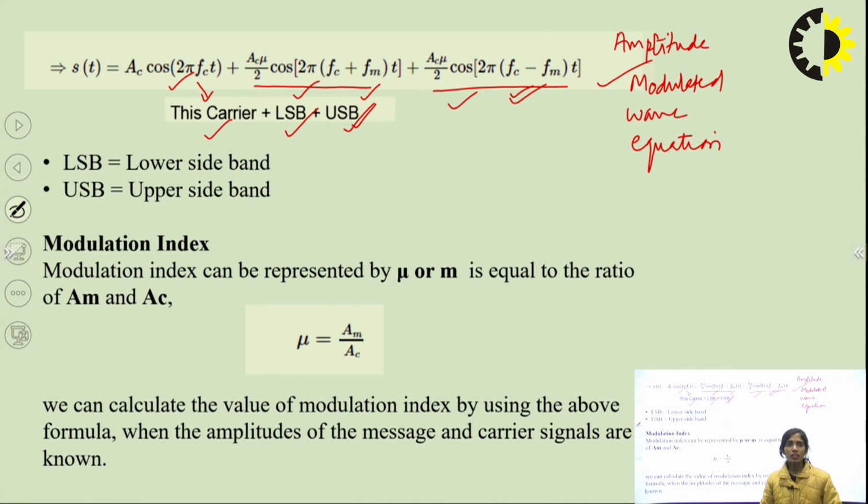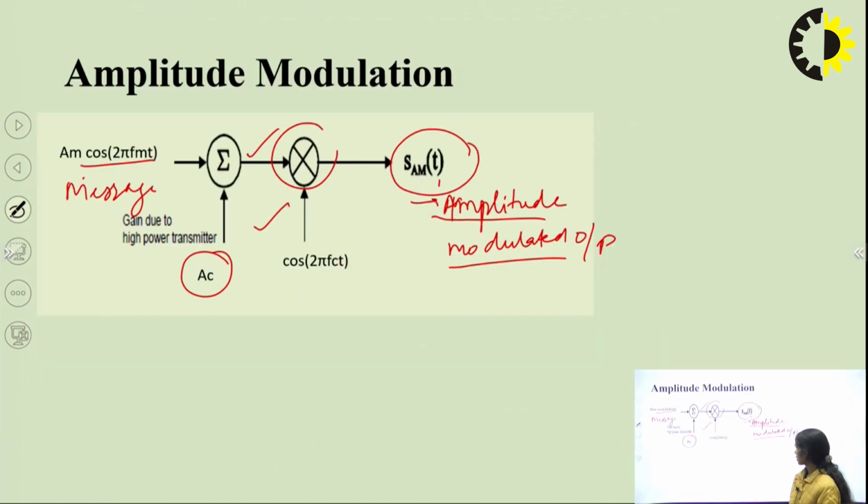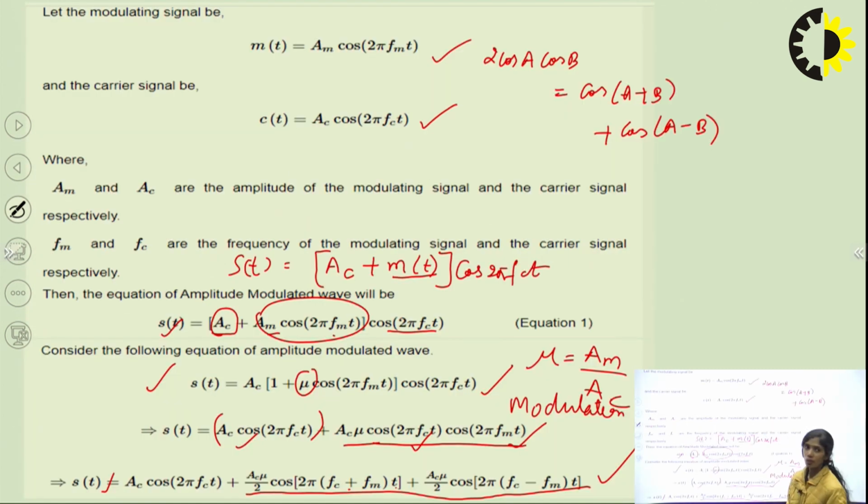The carrier part only contains the carrier frequency, and the upper and lower sidebands contain the message signal. So we have the message signal present in 2 bands, lower sideband and upper sideband. Now let us talk about one factor which I had told you, that is the modulation index. In the previous case, I told you it is equal to Am divided by Ac. This is the factor I had taken here.